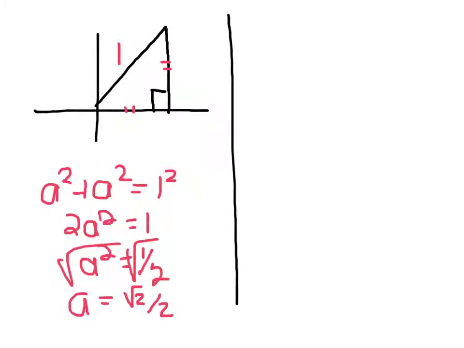You will have to memorize that in a 45-degree triangle, the sides are the square root of 2 over 2 for the y value and the square root of 2 over 2 for the x value.